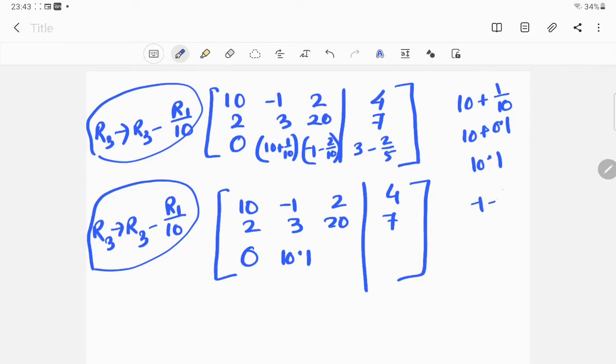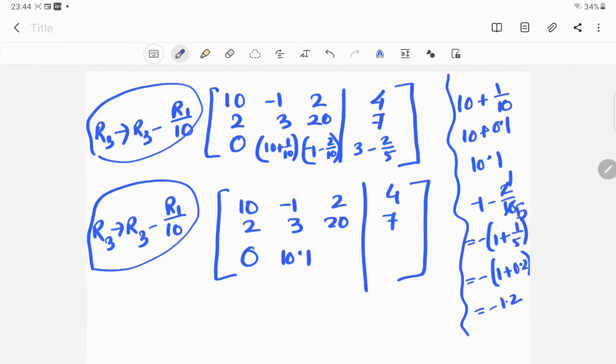Minus 1 and minus 2 by 10. So can I take out? 2 by 10 means 1 by 5. Is it 1 by 5? So minus 1 by 5 means 0.2. That means minus 1.2. Am I correct? Okay, so minus 1.2. Then you have this one.